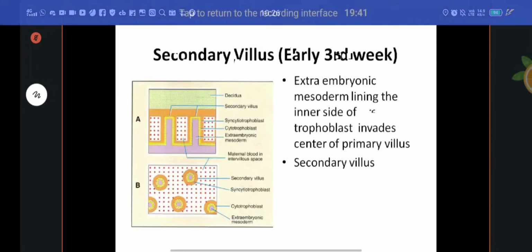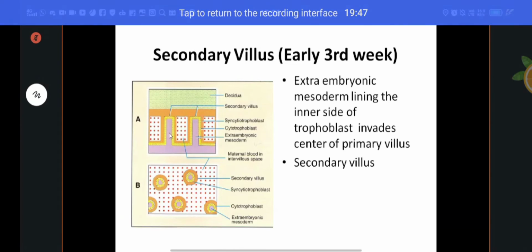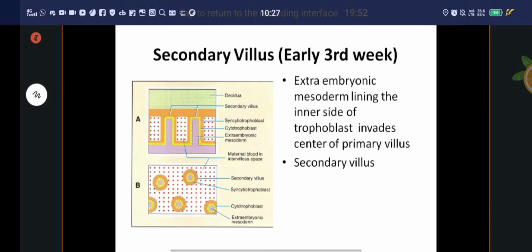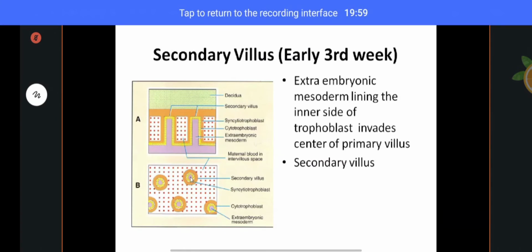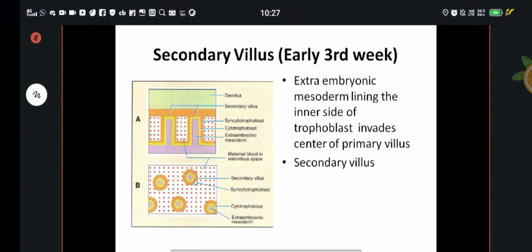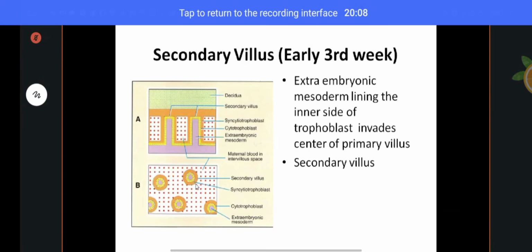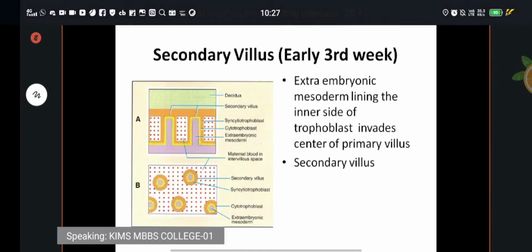After that, we see the secondary villus. How it is formed: the extra embryonic mesoderm now invades into the cytotrophoblast cells. So a cut section consists of 3 layers from outer to inner. Innermost is the extra embryonic mesoderm. Next, the middle layer is the cytotrophoblast, whereas the outermost layer is the syncytiotrophoblast. This stage is called secondary villus. It is seen in the third week of development.